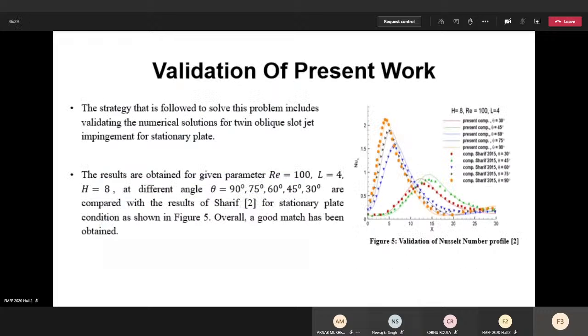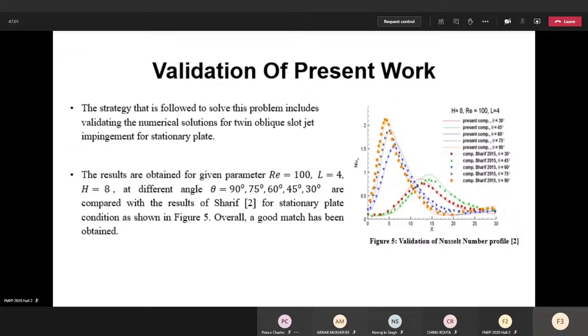Now, validation of present work. The strategy followed to solve the problem includes the validation of numerical solutions for the twin slot jet impingement. In this, the results were obtained for the given parameters: Reynolds number 100, L equal to 4, H equal to 8, at different angles theta, and compared with the results of a stationary plate condition, as shown in figure 5. An overall good match has been obtained.